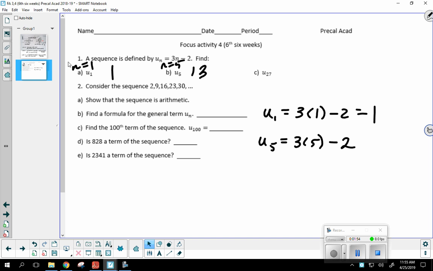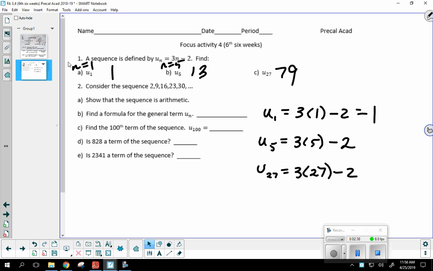Okay. And we'll finish up with C, u sub 27. U sub 27. So 3 times 27 minus 2. Okay, so first off, we need 3 times 27. That's 81. Minus 2 would be 79. And there we go. Okay, so that's easy, right? If we have the explicit formula, we can immediately jump to any one we want. Now, if we had the recursive formula and I wanted the 27th term, we would have to find all the previous terms leading up to 26 and then be able to find the 27th.